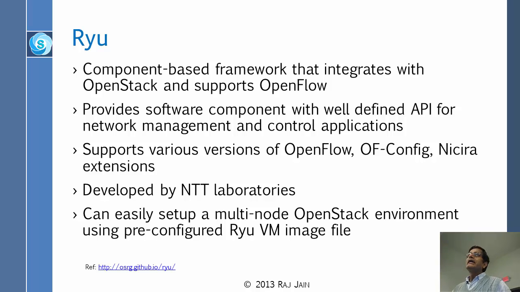And it supports all those things, and you can easily set up a multi-node OpenStack environment using a pre-configured RYU VM image file. And that is true for most of the things that we talked about, including Quagga or MiniNet or everything that we have talked about so far, is that everything nowadays comes as a VM appliance. So you download this file and then you just run it on one of the hypervisors, whatever it is suited for, and you have the thing going, right? So is RYU. RYU runs on an appliance image file.